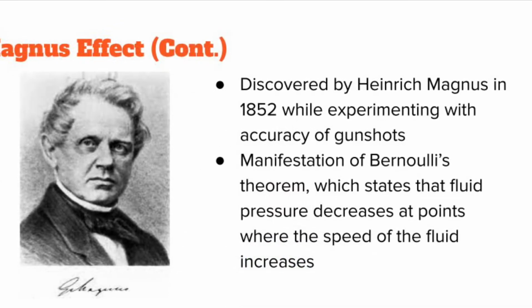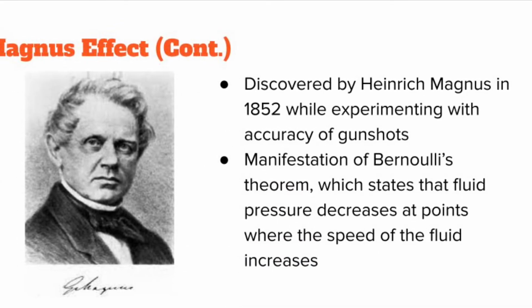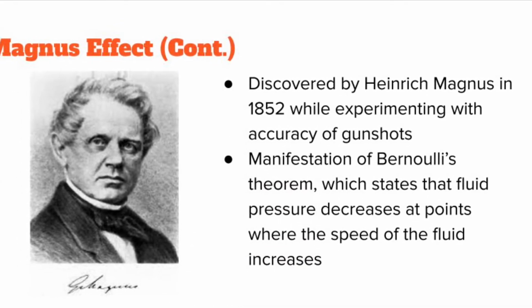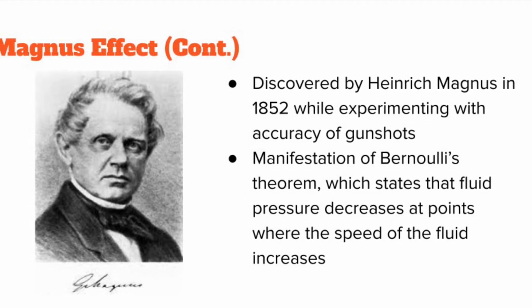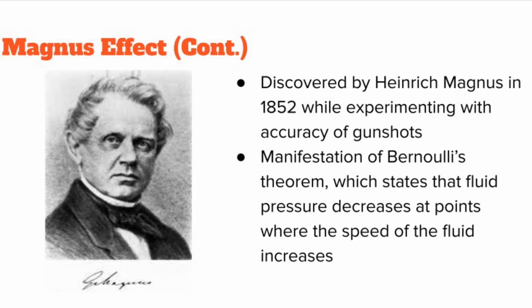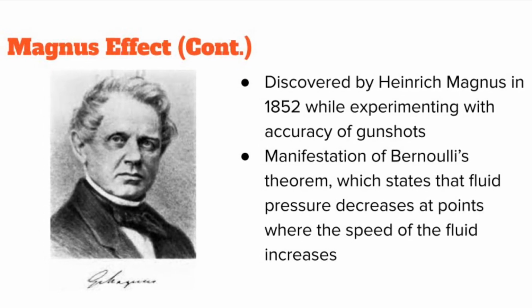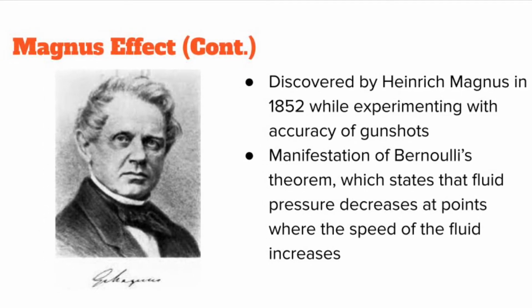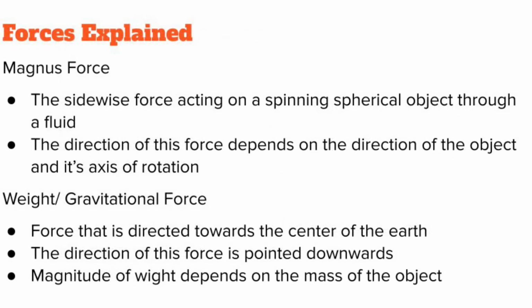The Magnus effect was discovered by no other than Heinrich Magnus in 1852 while experimenting with the accuracy of gunshots. This led to the manifestation of Bernoulli's theorem, which states that fluid pressure decreases at points where the speed of the fluid increases. A further detailed explanation: the Magnus force is the sideways force acting on a spinning spherical object moving through a fluid. The direction of this force depends on the direction of the object and its axis of rotation.